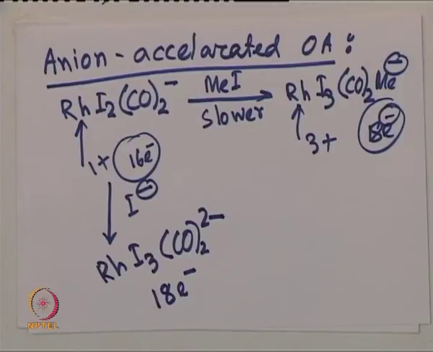Essentially, what we are trying to do is, in addition to methyl iodide, we are adding, let us say, potassium iodide or sodium iodide. Any iodide salt can be added with methyl iodide, and in this particular case a slow reaction can be accelerated. If we add an iodide salt, we will first get the RhI3(CO)2 2 minus complex. Now, that species is going to be much more nucleophilic compared to the starting 1 minus species.